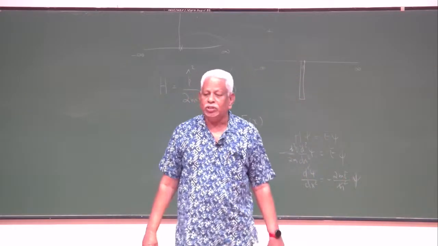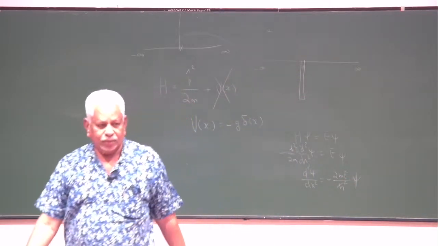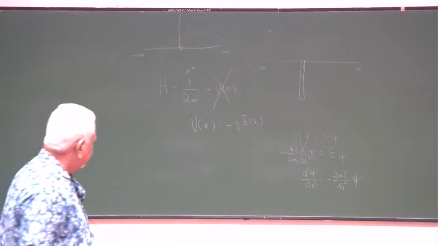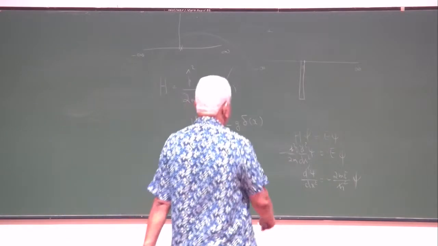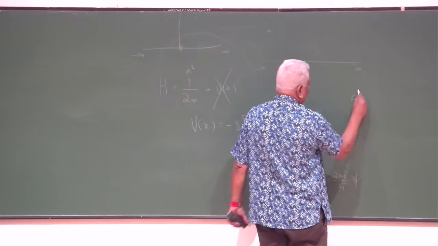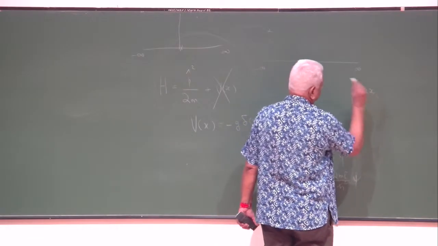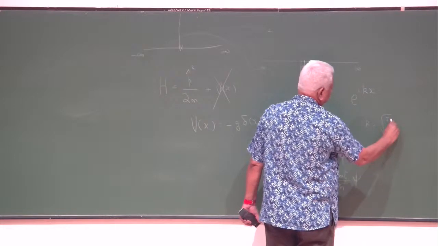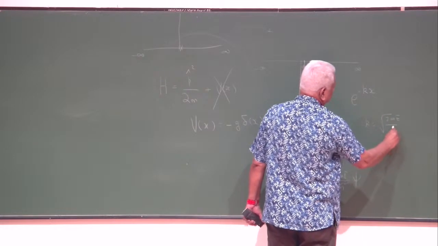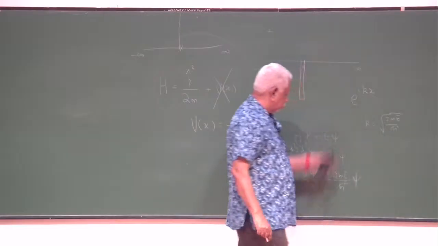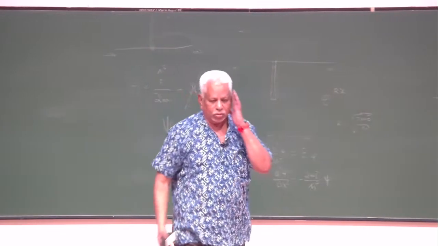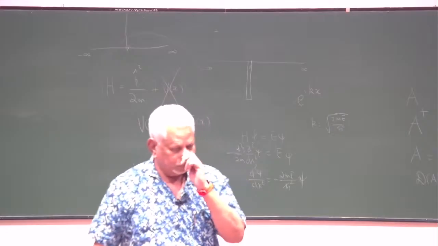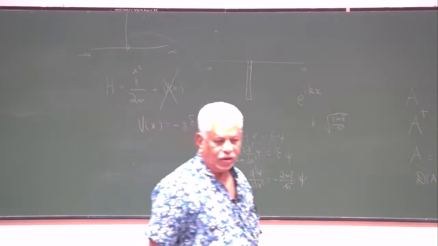That is the equation you have to solve, and it can be easily solved. The solution is e to the power ikx, where k is the square root of 2mE by h bar square. That is the value of that thing.